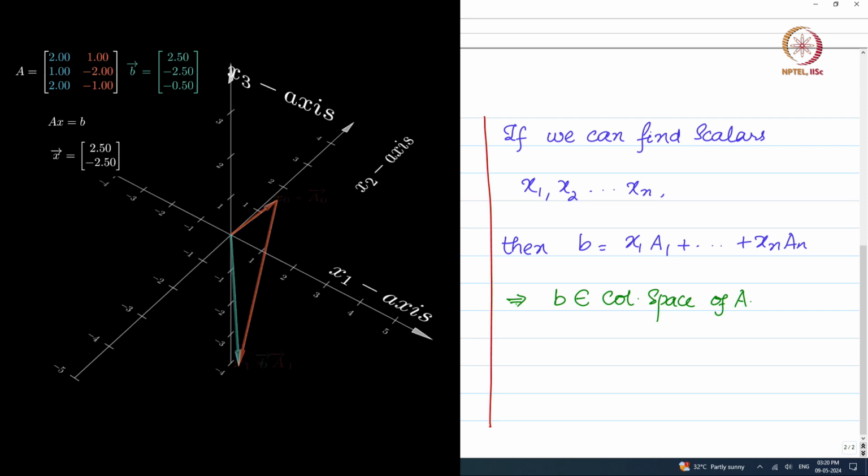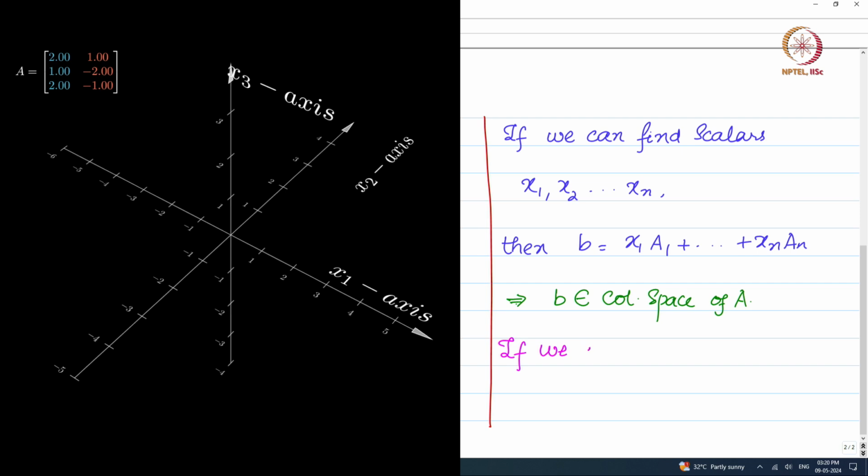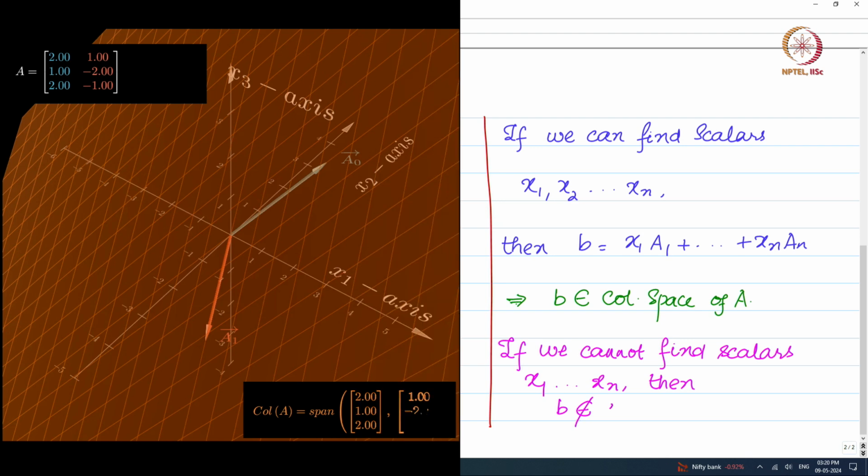If we cannot find scalars, or if there are no scalars x1, x2, ... xn, then we say b does not belong to the column space of A. That is what it is. b is not in the column space of A. Now, when b is not in the column space of A, naturally I cannot find the scalar values x1, x2, ... xn. That means the system of equations is correspondingly an inconsistent system.